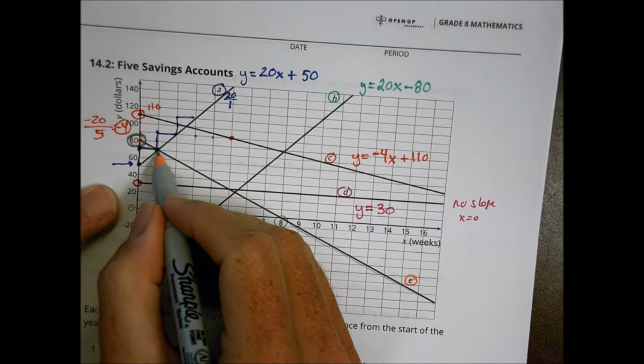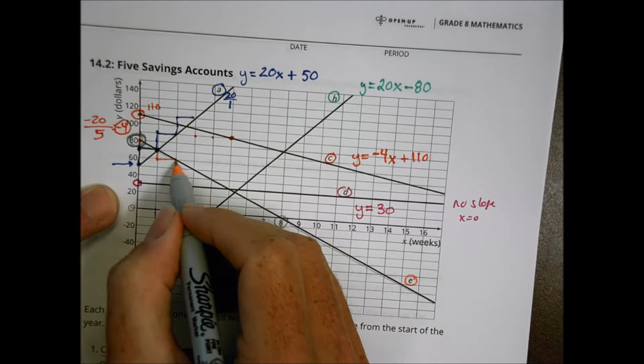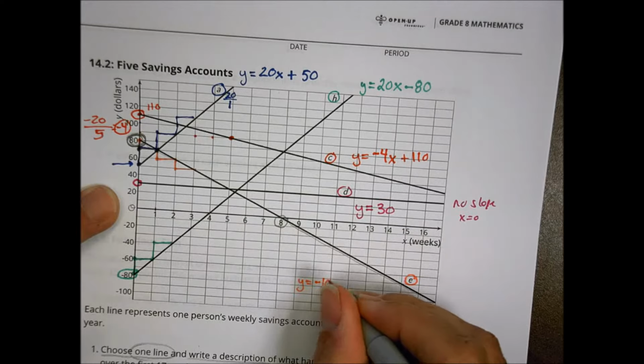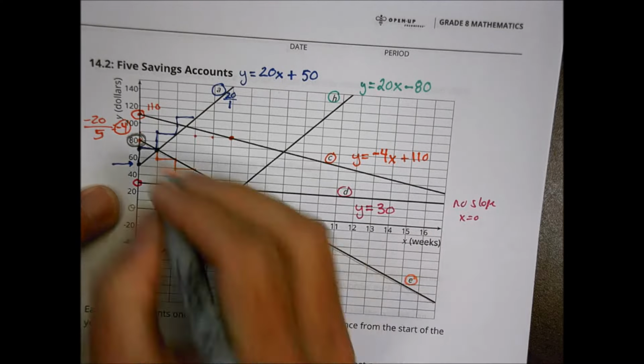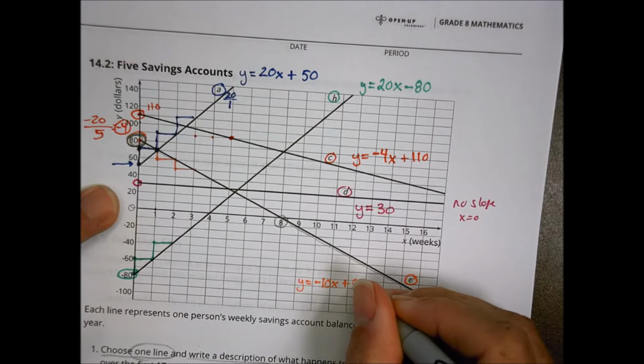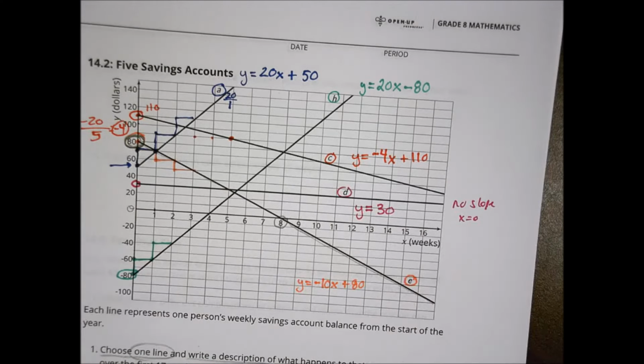Really, it's down 10 over 1, down 10 over 1. So their slope's going to be negative 10x, and our starting point, our y-intercept, is going to be at 80. So negative 10x plus 80 for line E is what we would say for that one there.